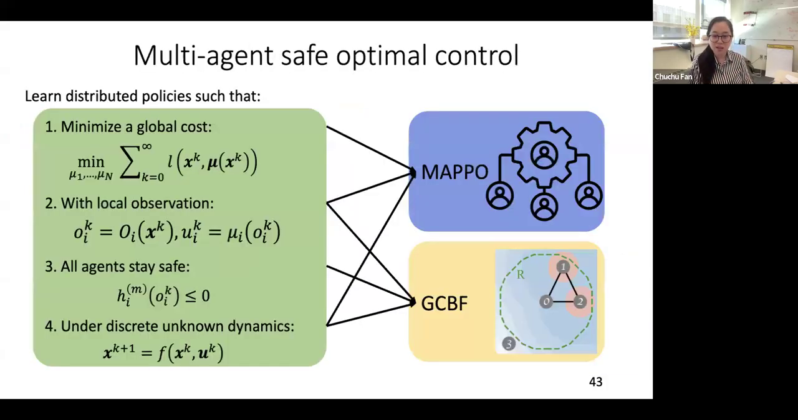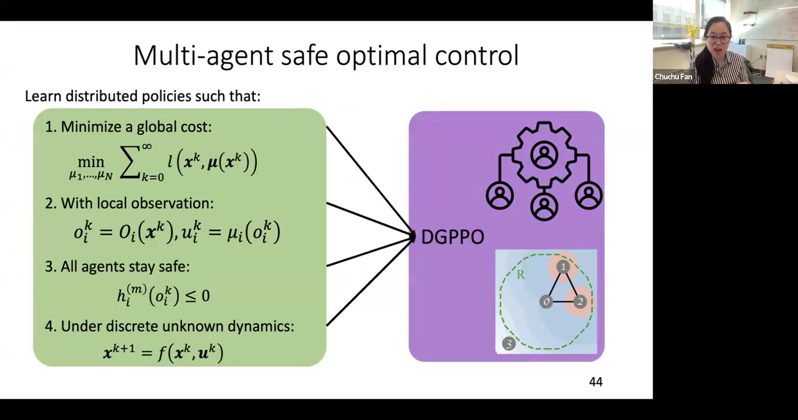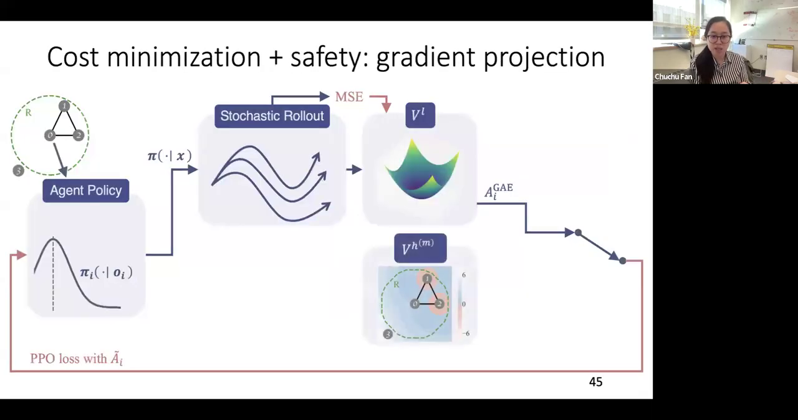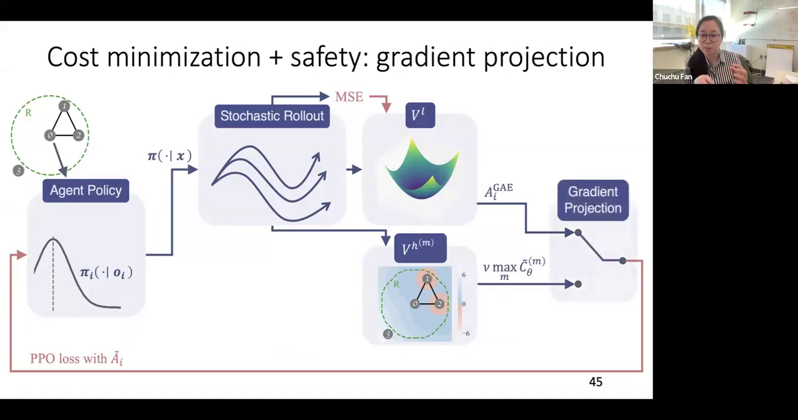Now, the next thing is I have two things: MAPPO to get me a policy for the task, GCBF to get me a policy for safety. How can I get one policy that performs the task and guarantees safety? The way to put them together is basically this idea of DGPPO, where we use the constraint value function, which is our valid GCBF here, to do what we call the gradient projection.